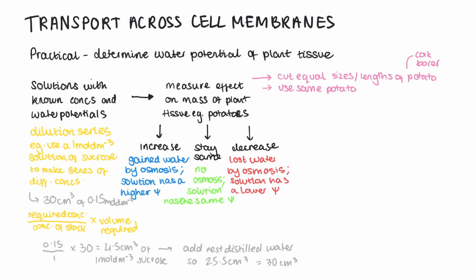What we're then going to do once we've got these cuttings of our plant tissue, our potato for example, is measure the initial mass and then place them in the solutions. We're going to leave them for some length of time. Now, questions often ask you, why do we leave them for a long time? That is to enable them to equilibrate.